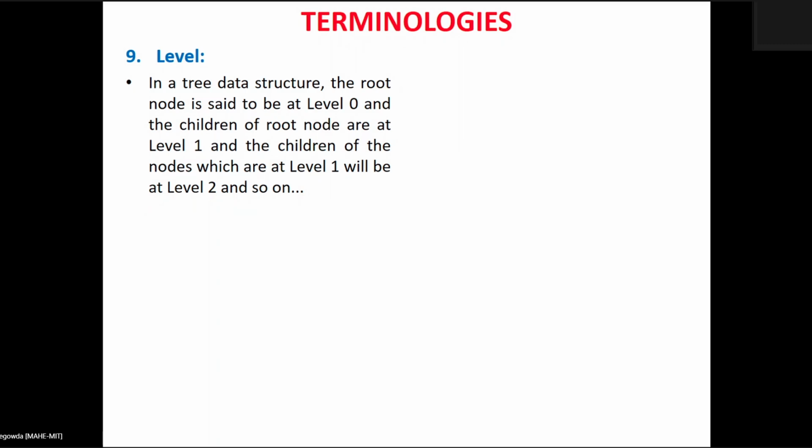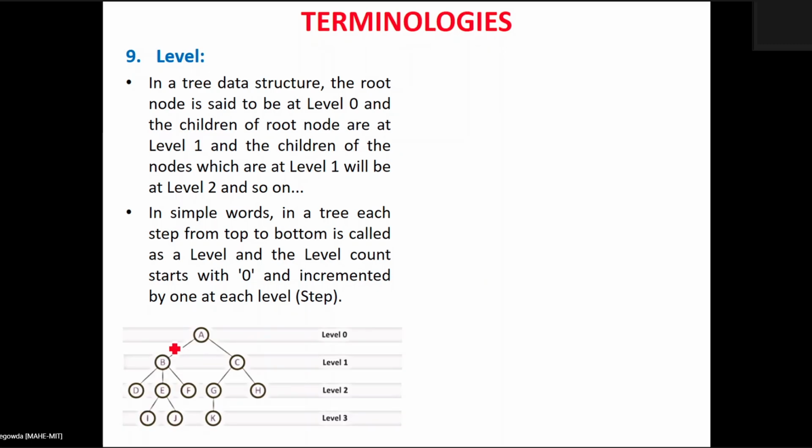Level of a node represents the generation of a node. If the root node is at level 0, then its next child is at level 1. Similarly, its grandchild is at level 2 and so on.